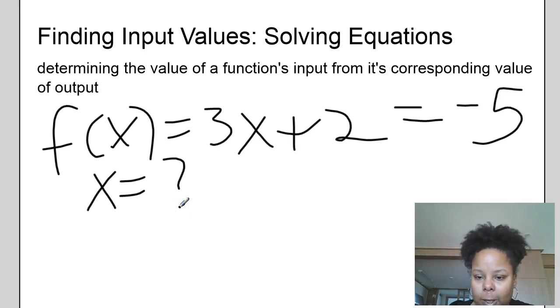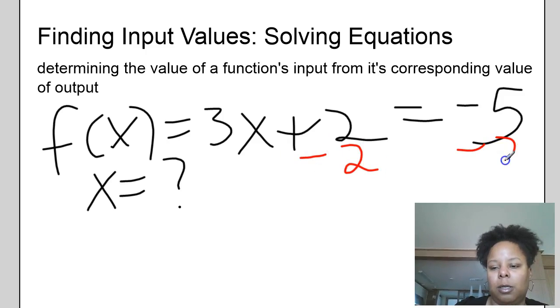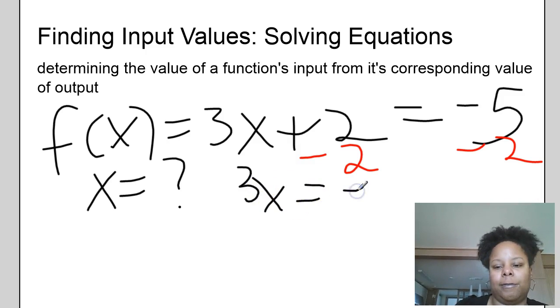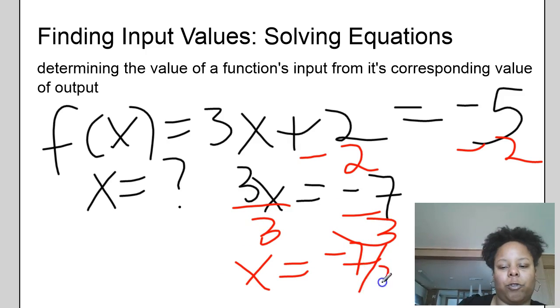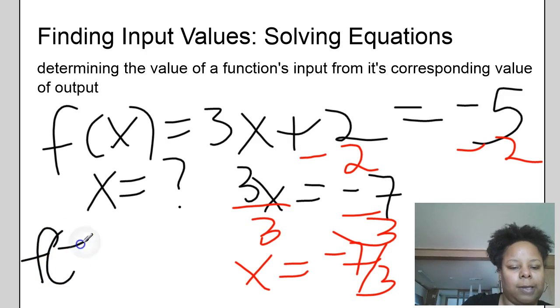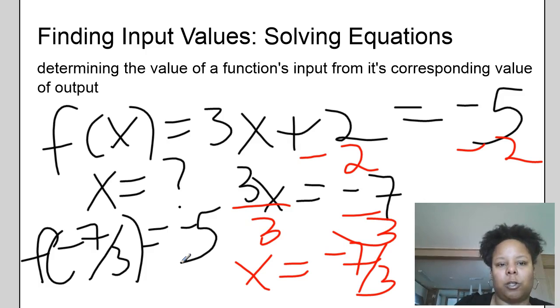Well, that's called solving the equation, and you're familiar with that. We set the function value equal to the function, and then we work our way backwards to isolate x, to get x by itself. So during our algebra, we end up with 3x is equal to negative 7, and we divide by 3, and we get that the x that works is negative 7 over 3, which means that f of negative 7 over 3 is equal to negative 5.